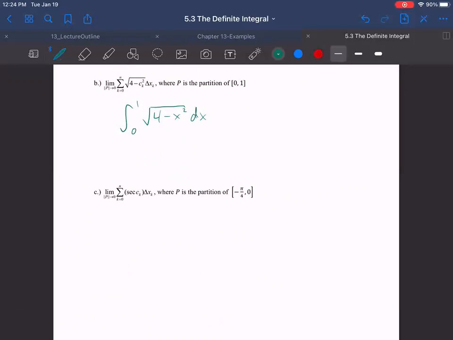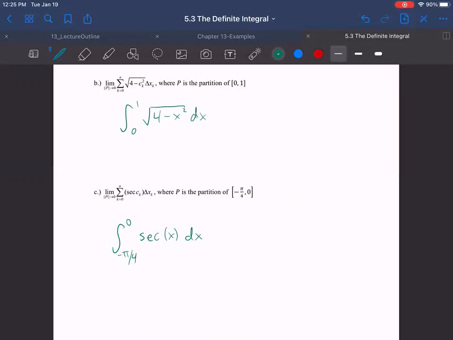All right, what about this one? What can I write here? So the integral from -π/4 to 0, yep. Secant of x, yep. And then dx, there we go. Yeah, easy peasy. Lemon squeezy.